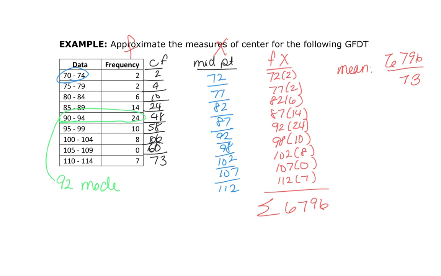Where is the location of my median? Well, the position is 73 plus 1 divided by 2. So 74 divided by 2 is position number 37. So I need to find out where 37 is. Position number 37 lands right here, in the class with cumulative frequency 48. So it's in this class, this bucket, which means it would also be the midpoint. So the median is also 92.